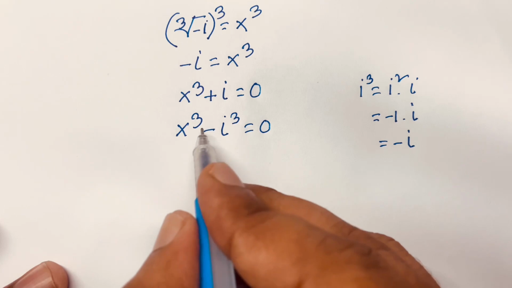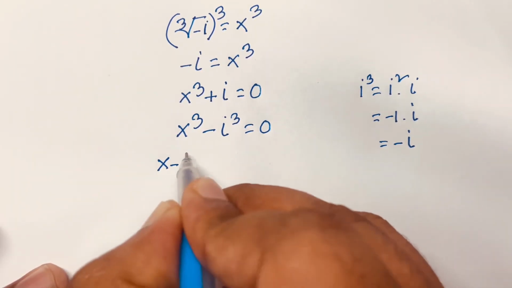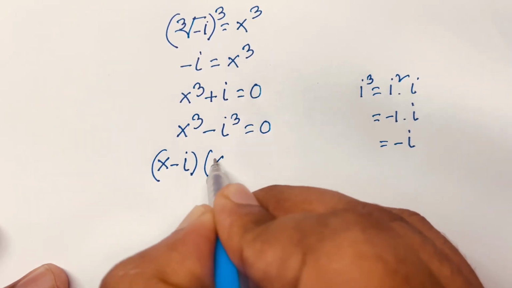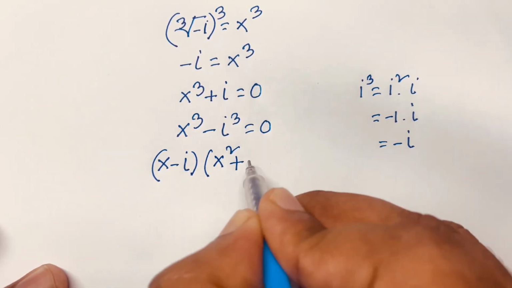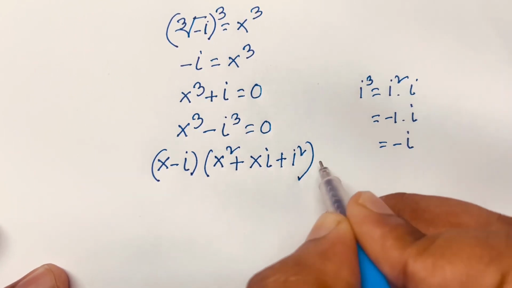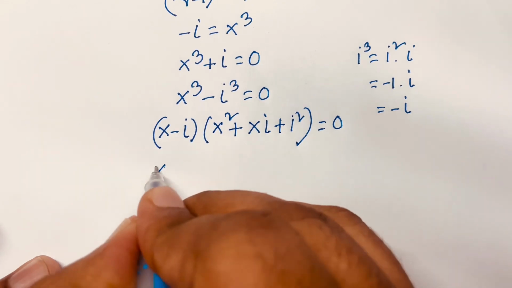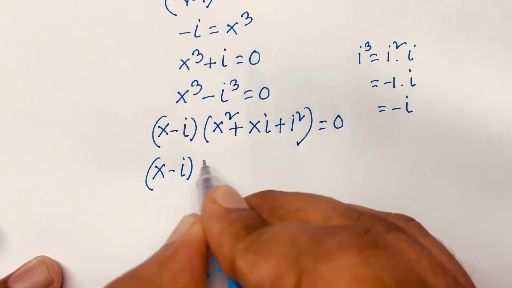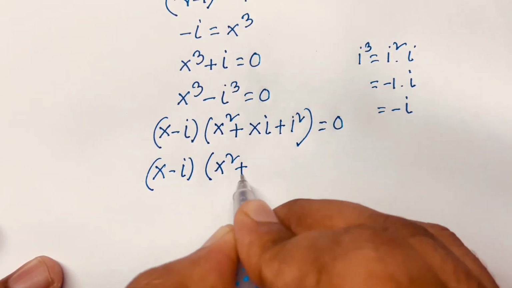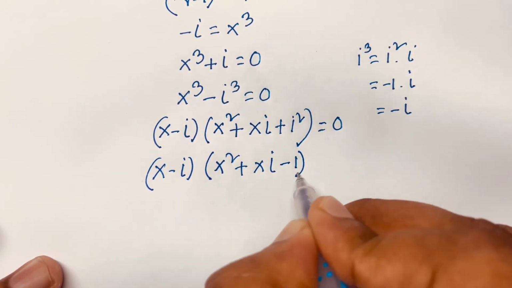Then we know that a cubed minus b cubed is a minus b times a squared plus ab plus b squared, is equal to 0. Then x minus i times x squared plus xi minus 1 is equal to 0.